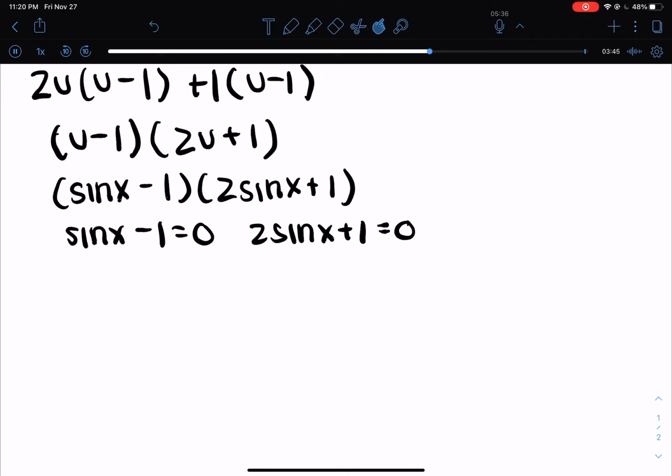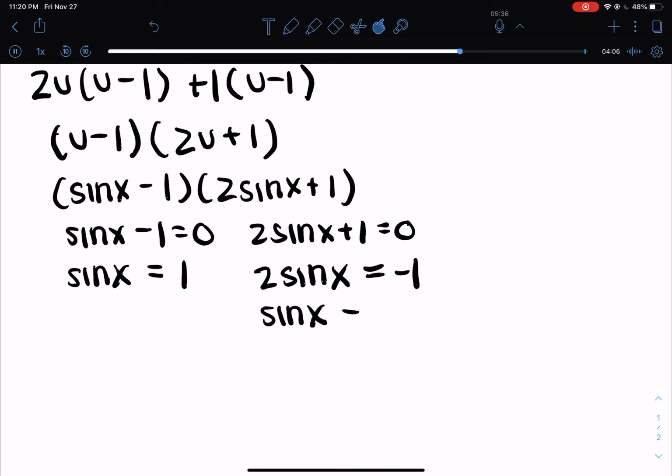So let's do this one first. You add 1 to the other side, so it equals 1. Okay, and then for the next part, you subtract 1 on this side, and then you divide by 2. So it'll be sine x equals negative 1/2, and sine x equals 1.